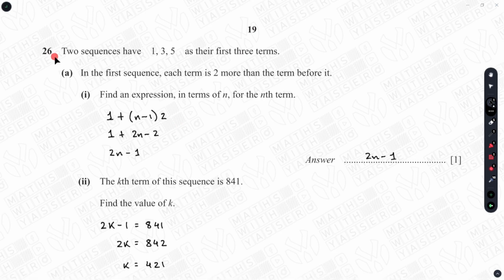Question number 26. Two sequences have 1, 3, 5 as their first 3 terms. In the first sequence, each term is 2 more than the term before it. Find an expression in terms of n for the nth term. So clearly this is an arithmetic progression where the first term is 1 and then we have n minus 1 and the common difference is 2. 3 minus 1 is 2, 5 minus 3 is 2. So expanding the bracket, I will get 1 plus 2n minus 2, which equals 2n minus 1. And that is the expression for the nth term.